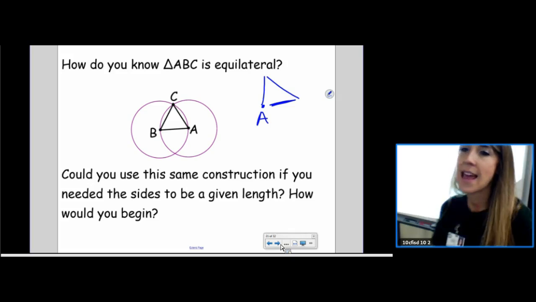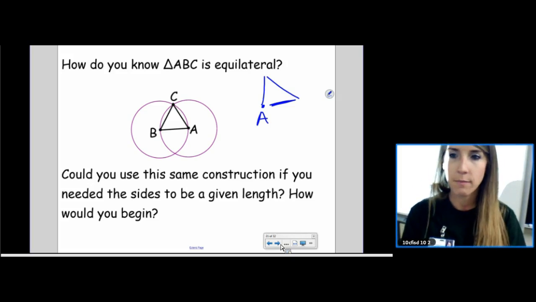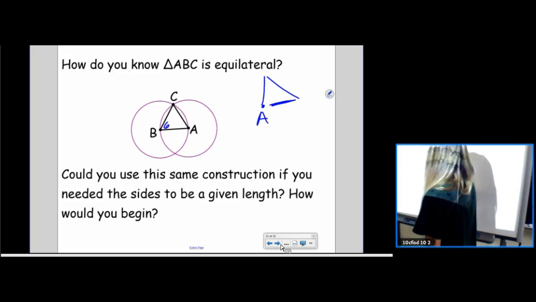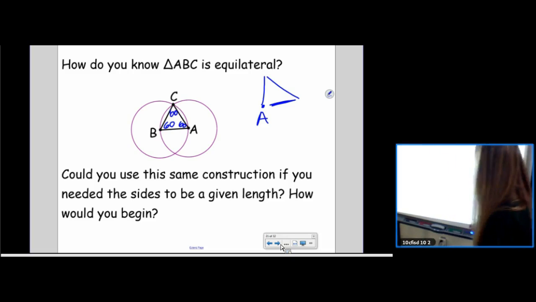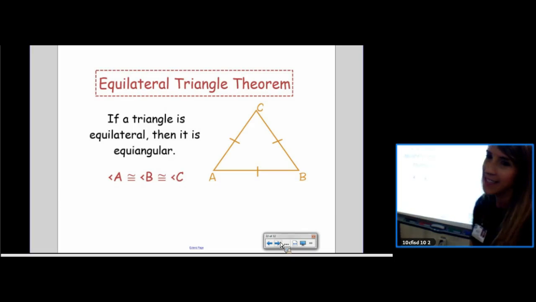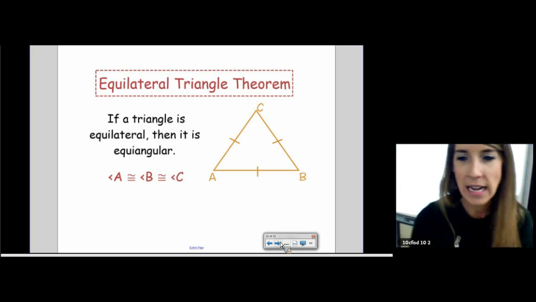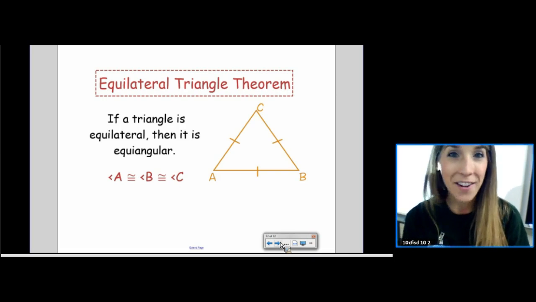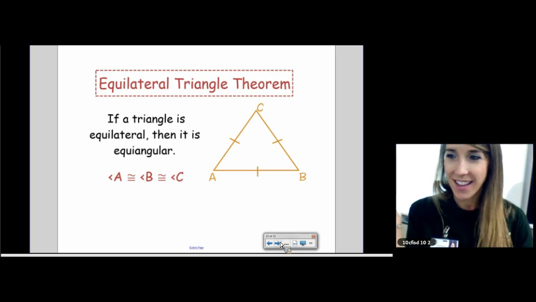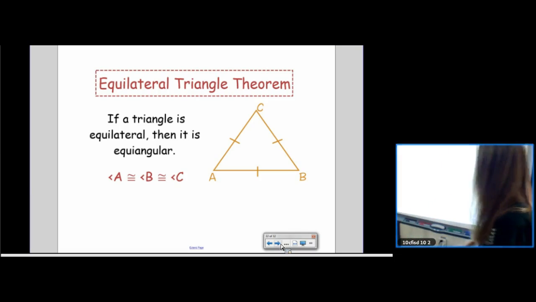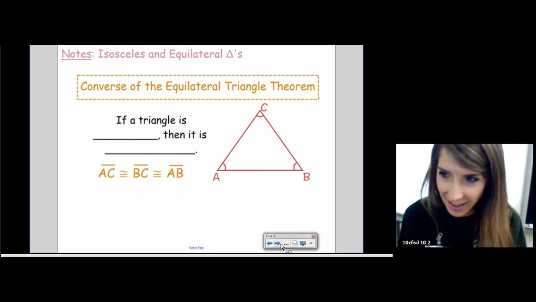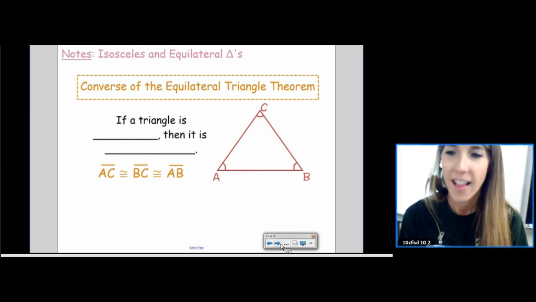What are the measures of the angles? Measure of angle A, measure of angle B, measure of angle C. Of course. So in an equilateral triangle, the angles are always 60 degrees. All right, easy. Equilateral Triangle Theorem: if a triangle is equilateral, then it's equiangular. Converse: if a triangle is equiangular, then it is equilateral.